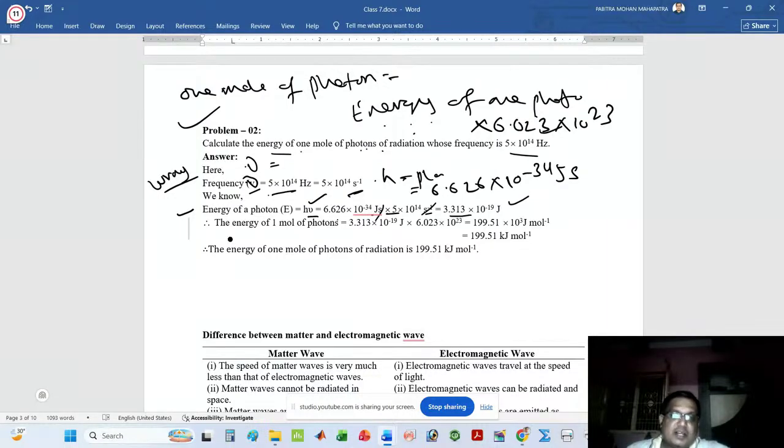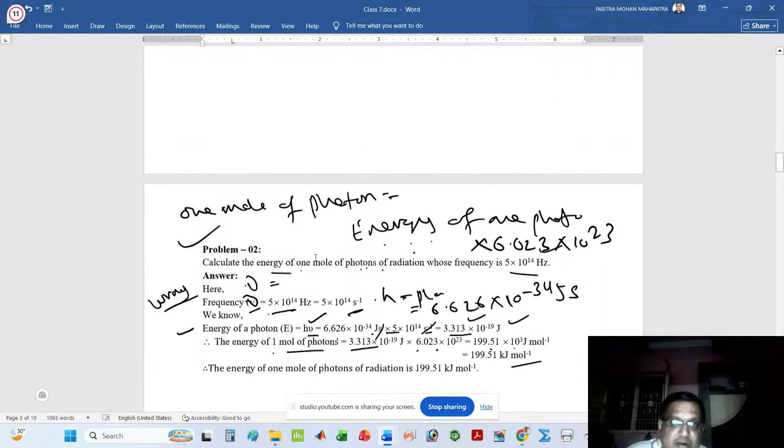For the calculation of energy of one mole of photon, we multiply this value with Avogadro's number, because one mole means Avogadro's number. So here I can write energy of one mole of photon is equal to 3.313 into 10 to the minus 19 joule into 6.023 into 10 to the 23. After some solution, the value is equal to 199.51 into 10 to the 3 joule per mole, which can be converted into kilojoule. Then here I can write 199.51 kilojoule per mole.